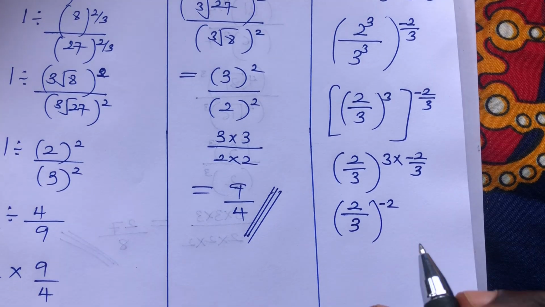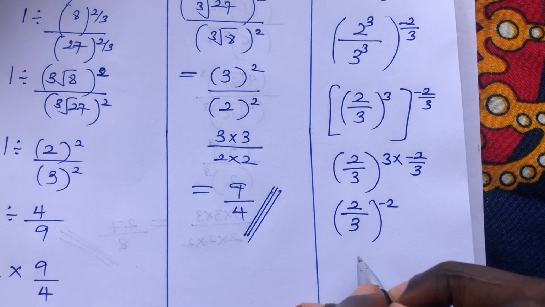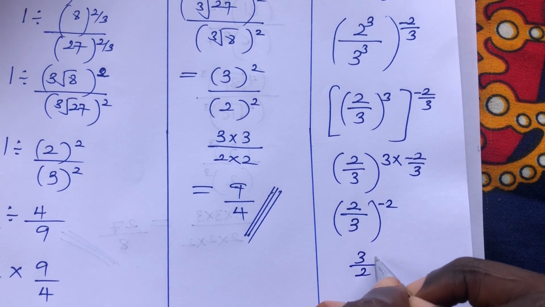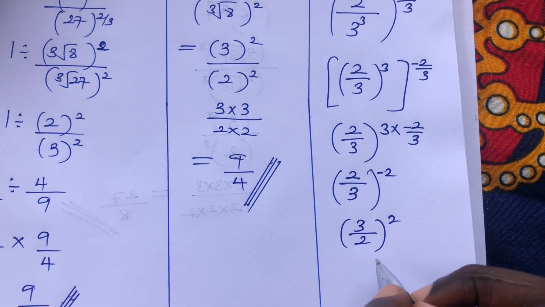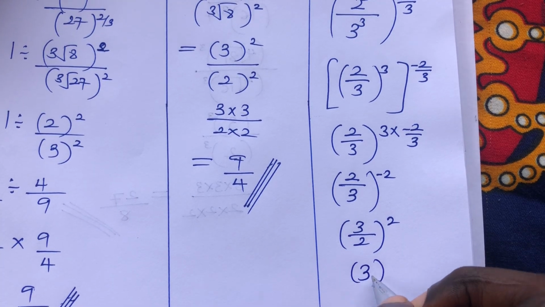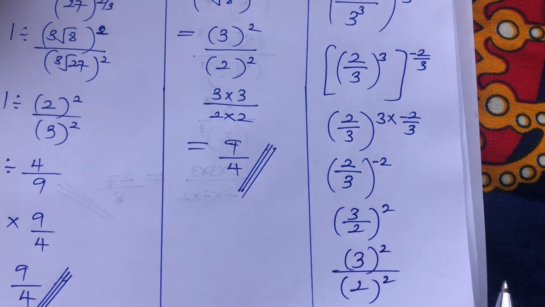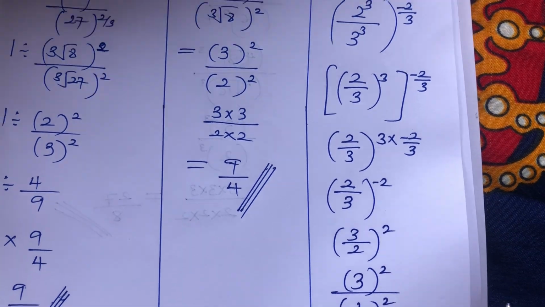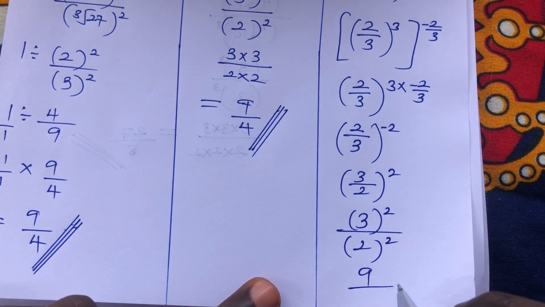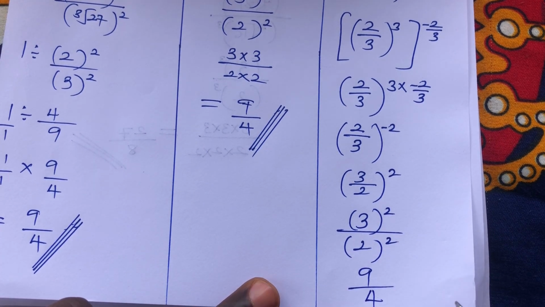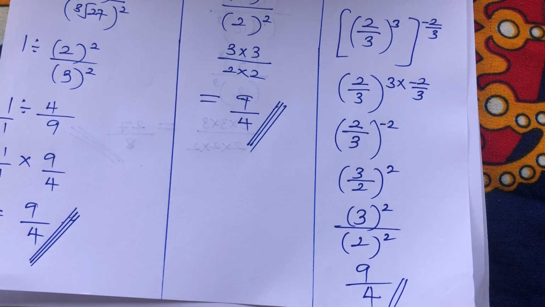Now from this point, if you want to get rid of this negative sign, interchange the numbers: 3 moving up, then 2 comes down. What remains is the square. Then 3 squared, distributing the power over each factor, divided by 2 squared. Then 3 squared means 9 divided by 2 squared means 4. Then you're going to have the same answer as required for the first, second, and third approach.